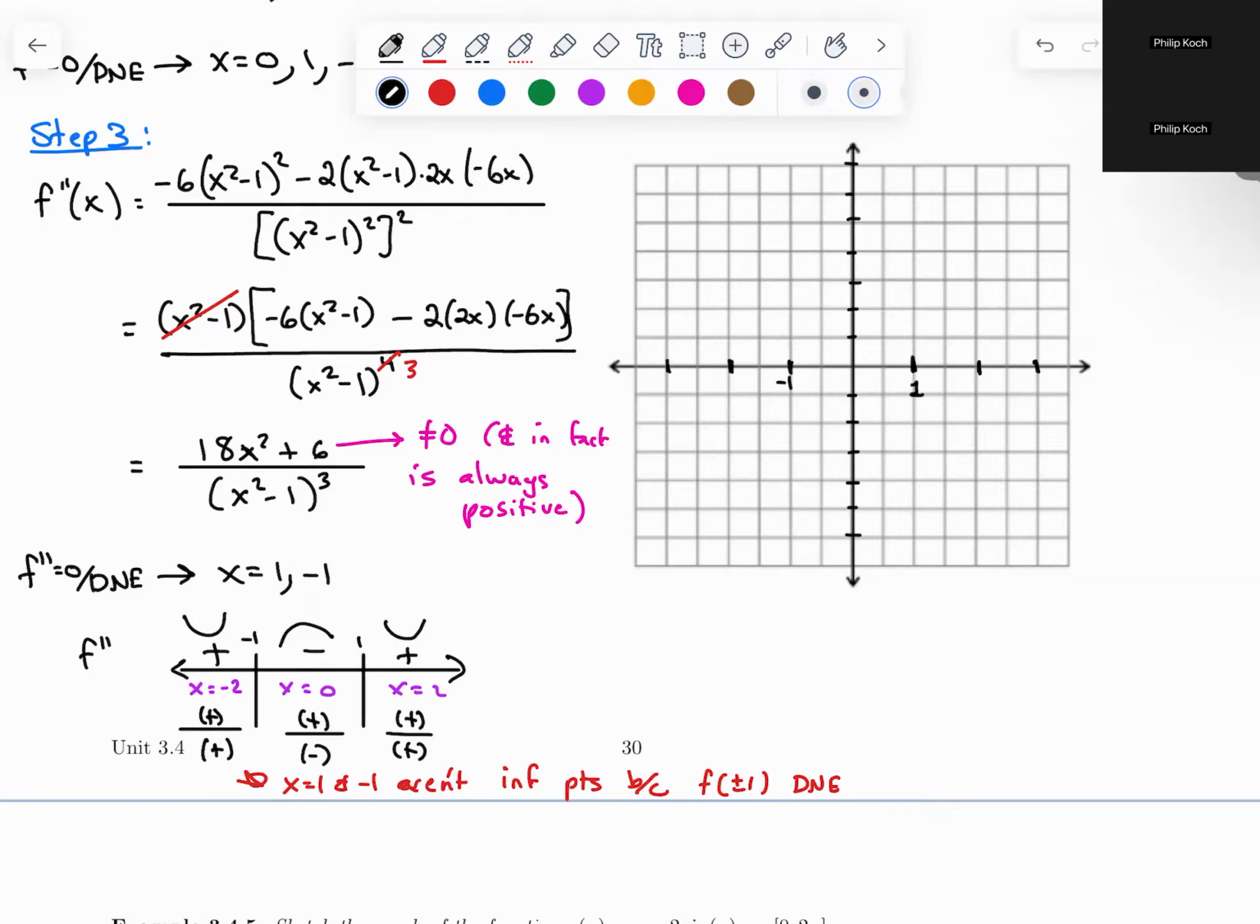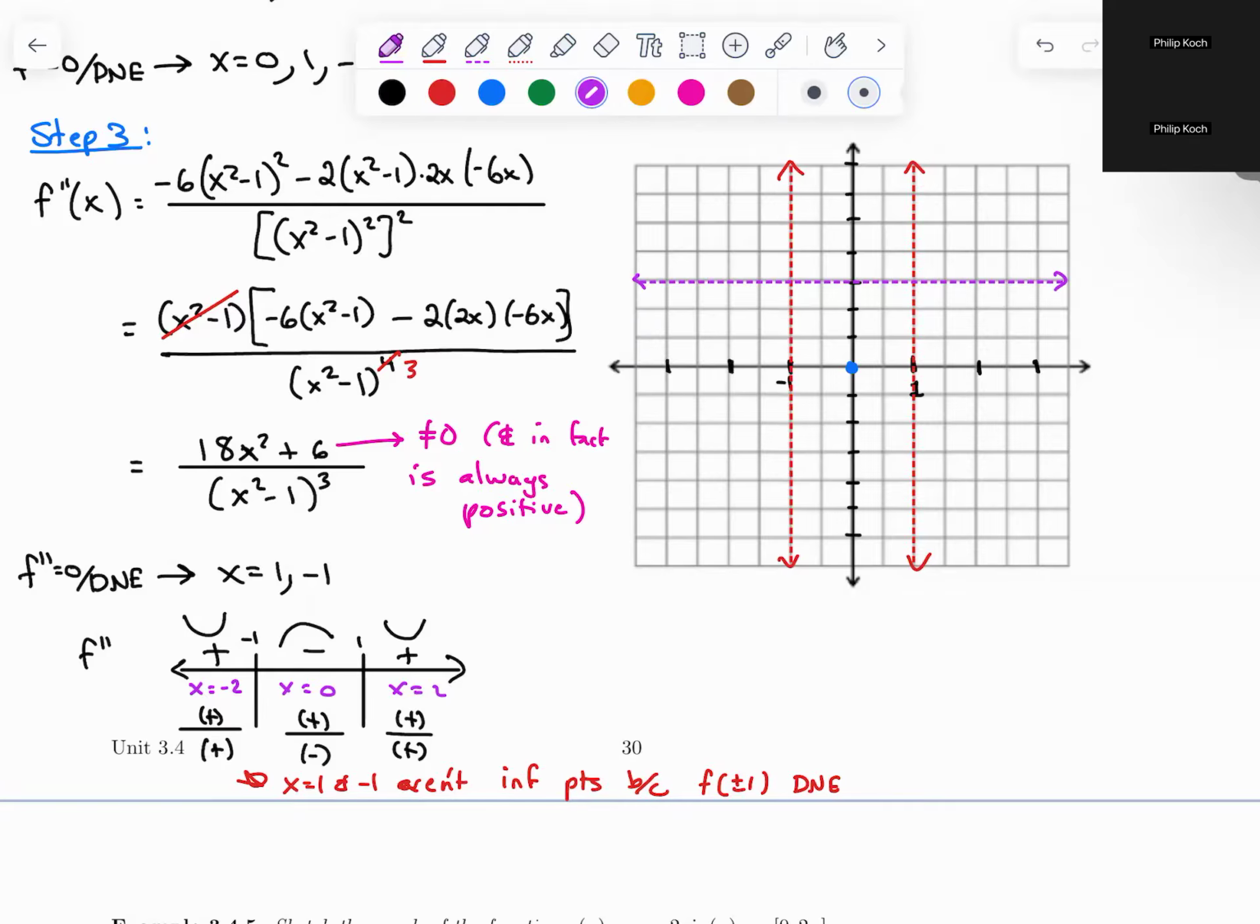So we have an x-intercept slash y-intercept at 0, 0. We have a vertical asymptote at -1 and at +1. And then we have a horizontal asymptote at 3. And we can label them if we want. We don't have to.